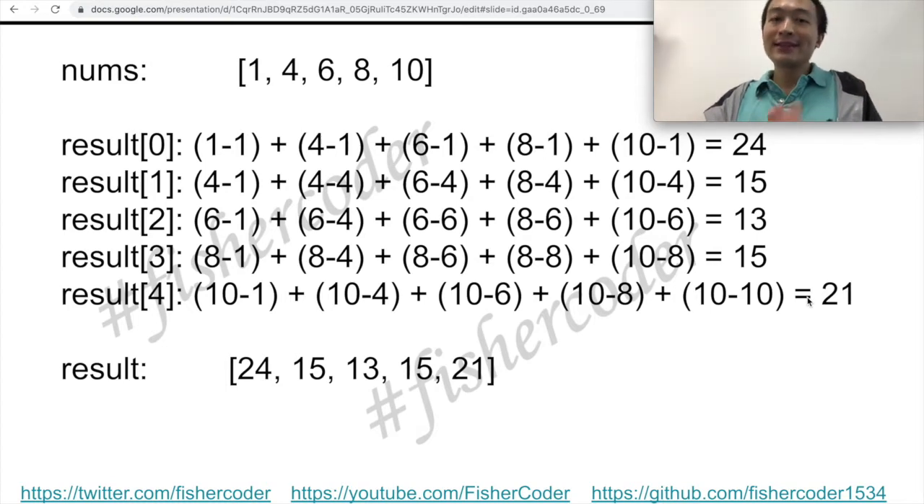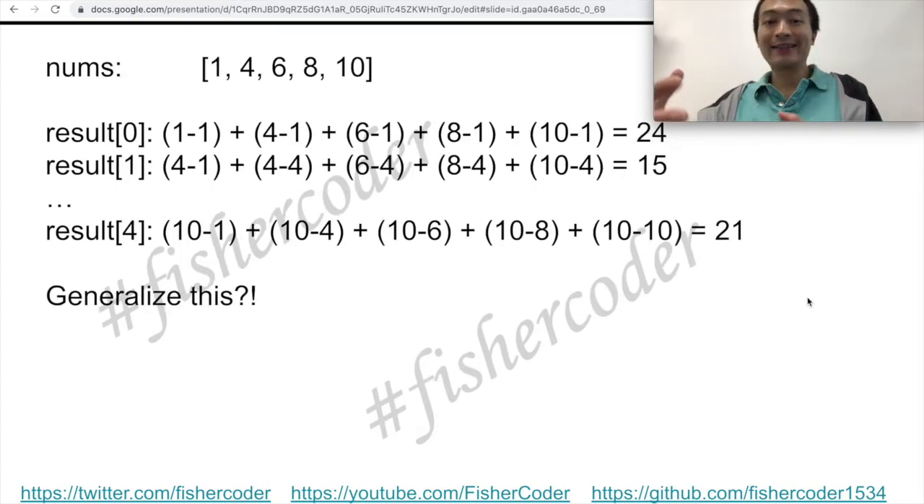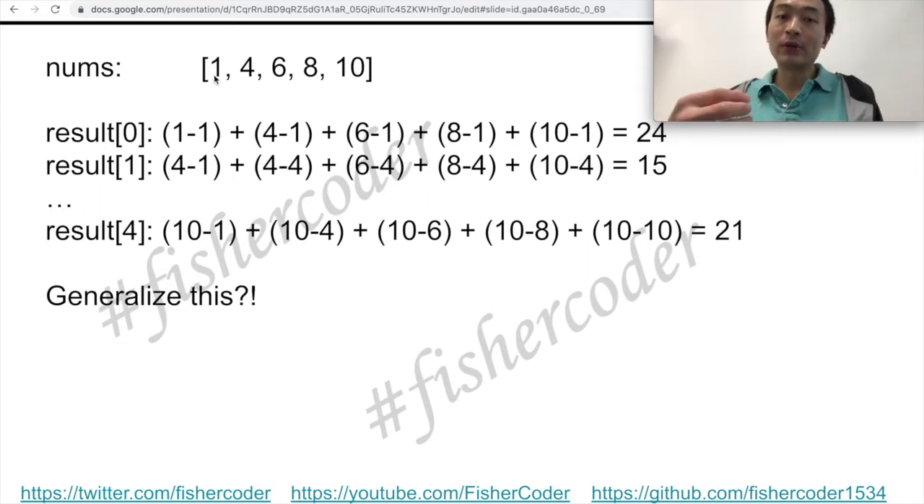So now let's think about how we can generalize this formula. There's some regularity here, right? So how can we generalize this? We can put this as 1 or 4 or 10. This is the one that we are currently iterating on, trying to compute the result for. So that is nums I, right?